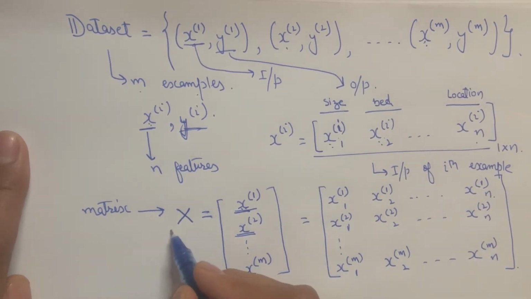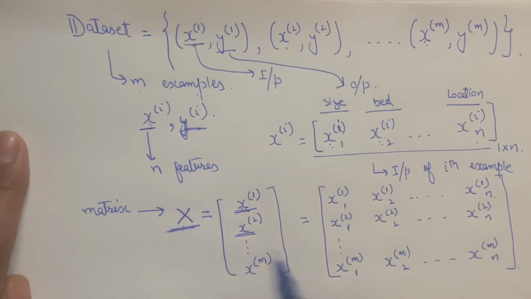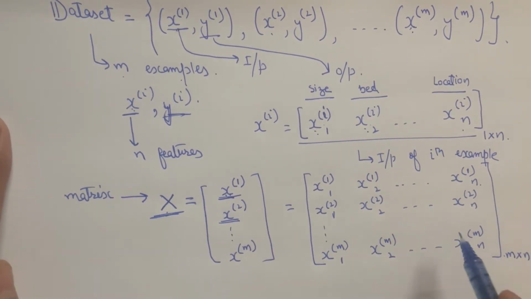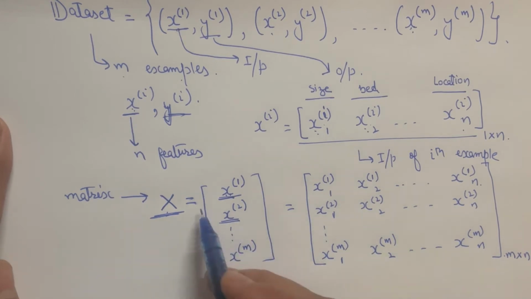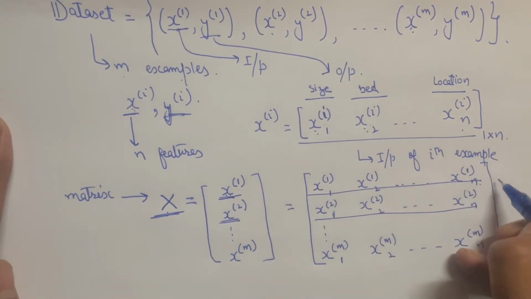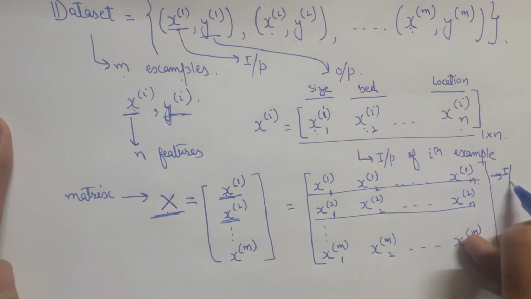So this input matrix will be of size m cross n. It is a matrix of size m cross n, and every row in this particular matrix represents the input.